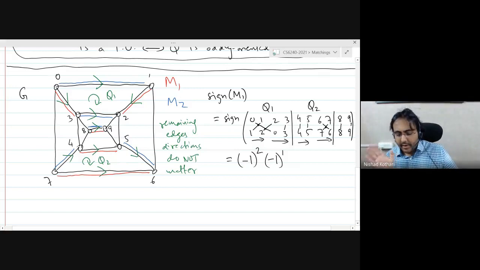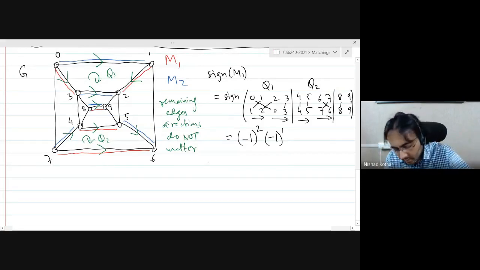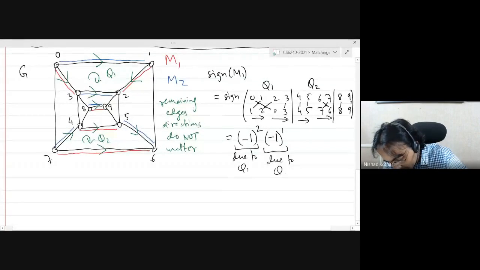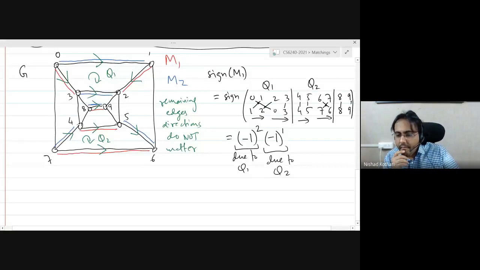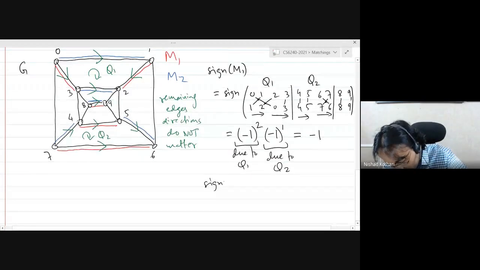So rather than writing minus 1 to the power 3, I'm just splitting it by the cycles. First I'm putting 2 because of the cycle Q1, right? This is due to Q1 and this is due to Q2. Okay, so we have got 1 times minus 1, which is minus 1, right? So this is a sign minus 1. Okay, now let me compute the sign of M2.